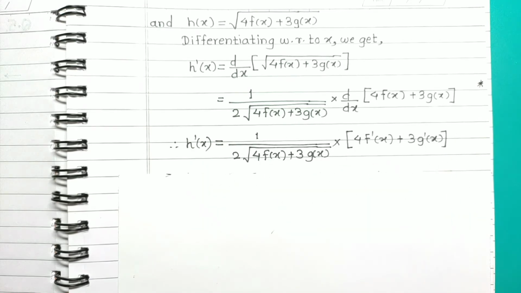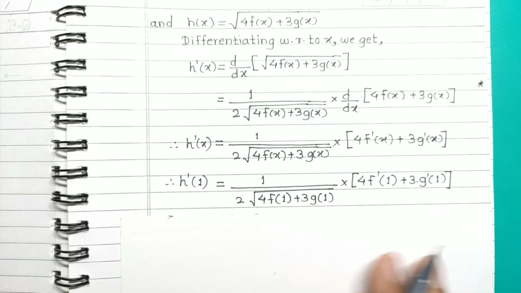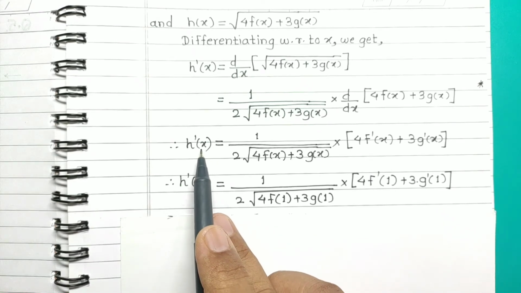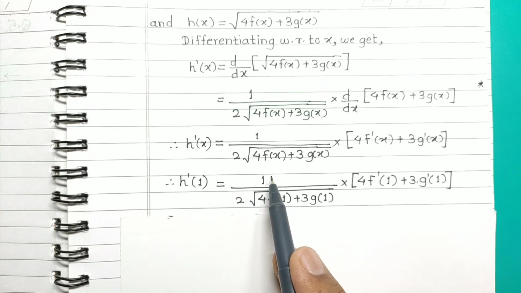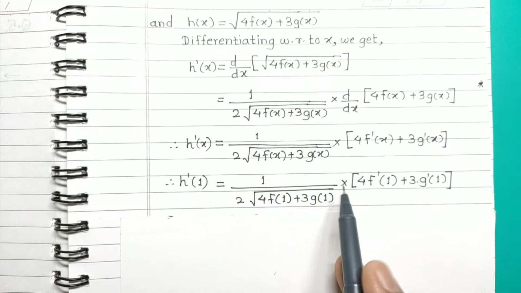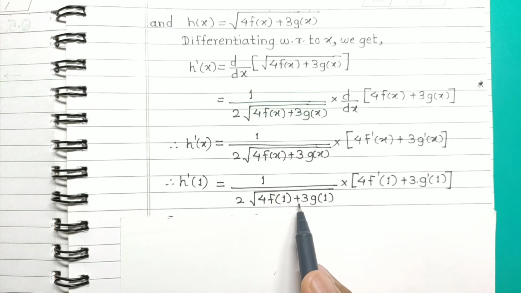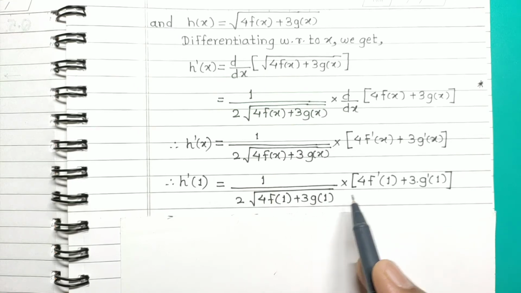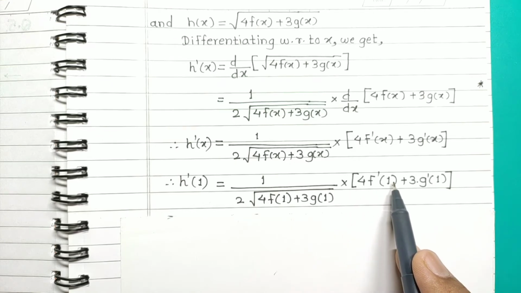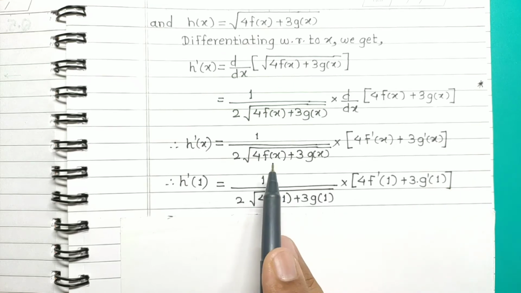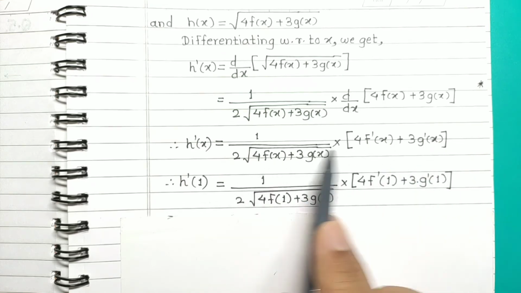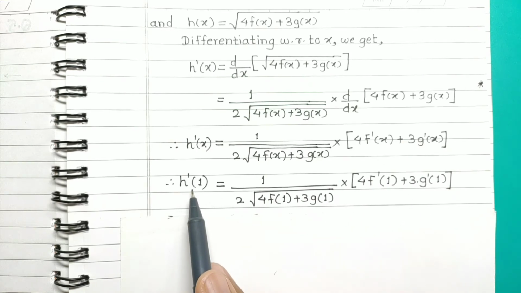Then we have to find out here h dash of 1. Okay, so substituting x is equal to 1 in this h dash of x function, we have h dash of 1 is equal to 1 upon 2 into square root of 4 into f of 1 plus 3 into g of 1 into 4 into f dash of 1 plus 3 into g dash of 1. Okay, we have substituted x is equal to 1 in this equation to get h dash of 1, which we are asked to find out.